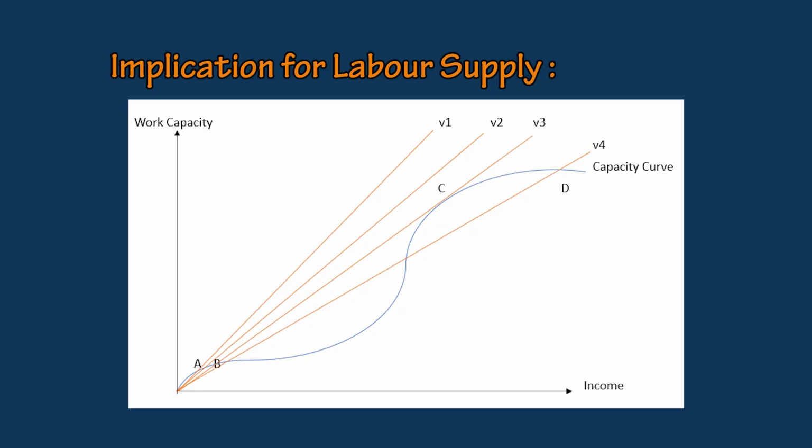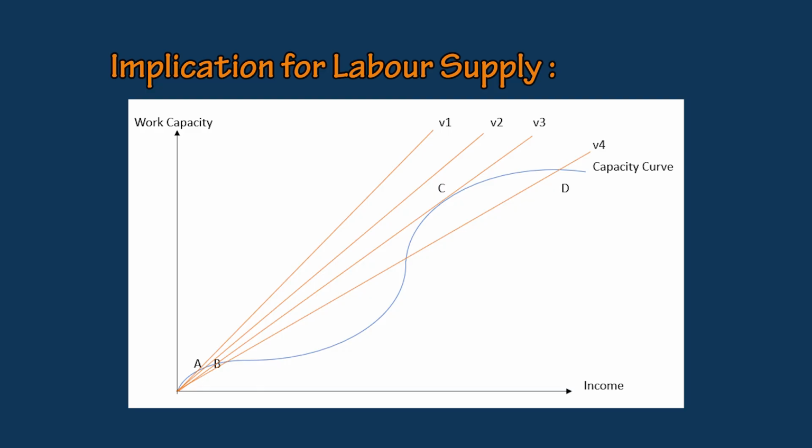Now, given this idea about piece rate, let us superimpose the capacity curve and the possible piece rates in a single diagram. For our purpose, we have taken 4 different piece rates represented by V1, V2, V3 and V4. Obviously, V4 is greater than V3, which is greater than V2, which is greater than V1.